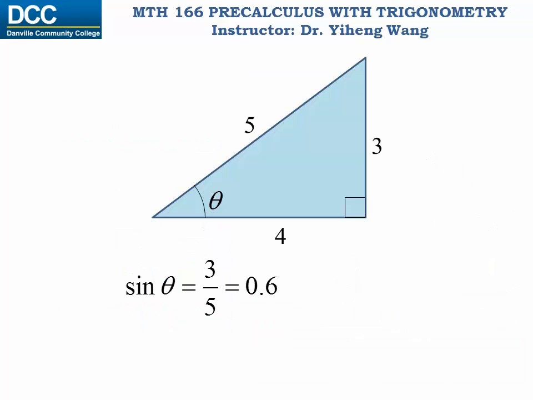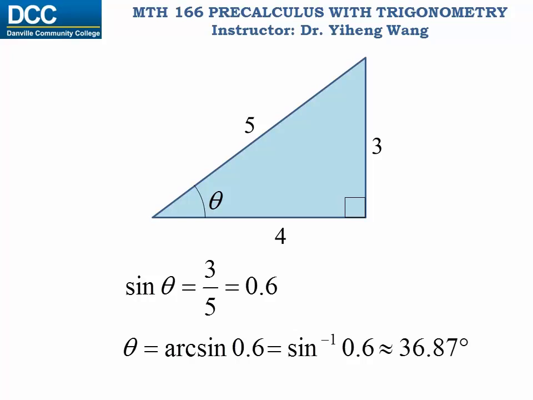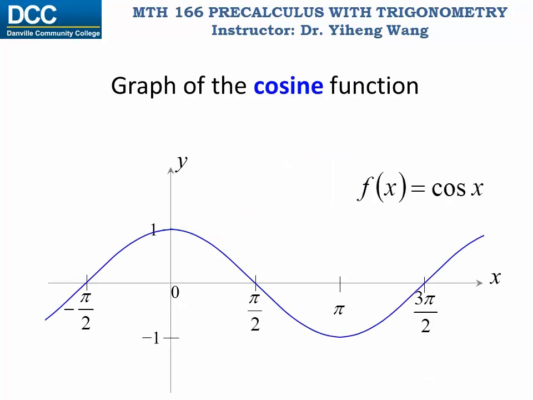Therefore, to answer our original question, now we can find this angle theta to be arcsine 0.6, or sine inverse 0.6, and you should be able to use your calculator to evaluate theta to be approximately 36.87 degrees.